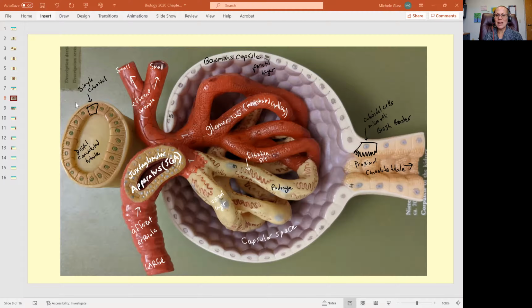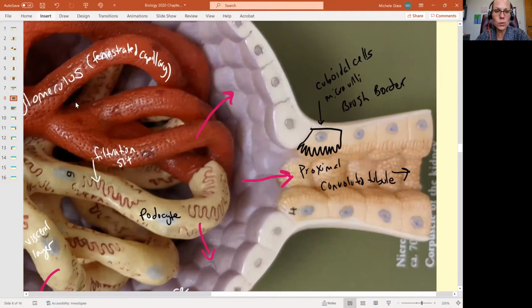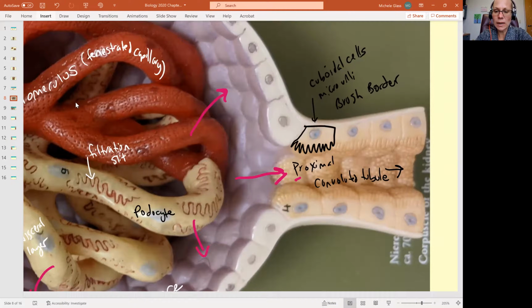What I'd like you to do is pay attention to, as the fluid exits the fenestrated capillary and moves into the capsular space, we see it next moving into the proximal convoluted tubule, which we will be abbreviating as PCT. And notice that lining the proximal convoluted tubule, you have simple cuboidal epithelial cells, and that this simple cuboidal cell has microvilli.